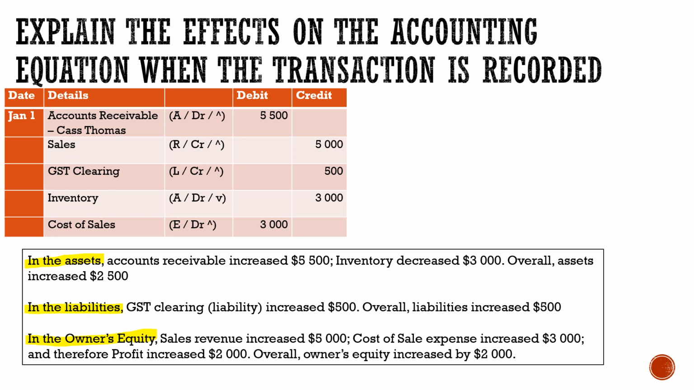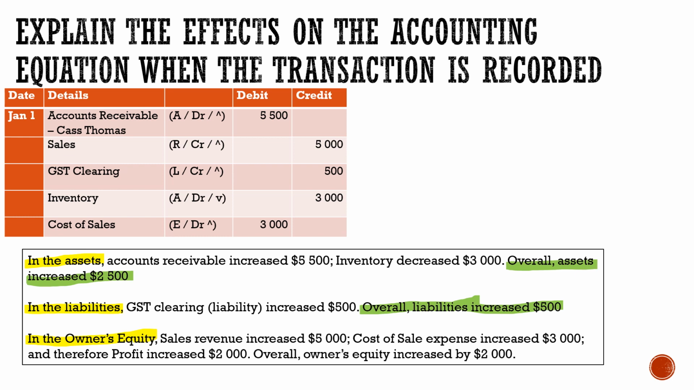In the assets, accounts receivable increased $5,500, inventory decreased $3,000. Now, this is the key part here. After you have identified the specific increase in the asset accounts, we have to state that the overall assets have increased by $2,500. Now, in the liabilities, there was only one effect. So the GST clearing, which is a liability, increased by $500. That's easy. Overall, the liabilities increased by $500.